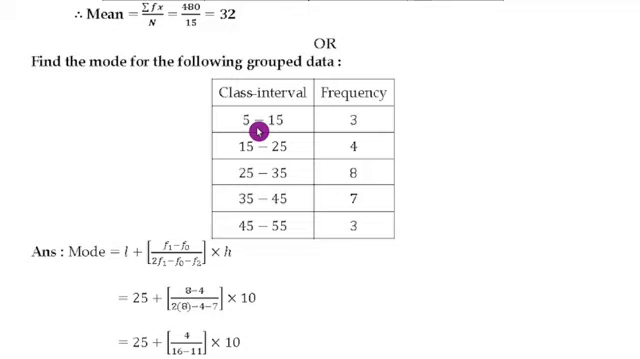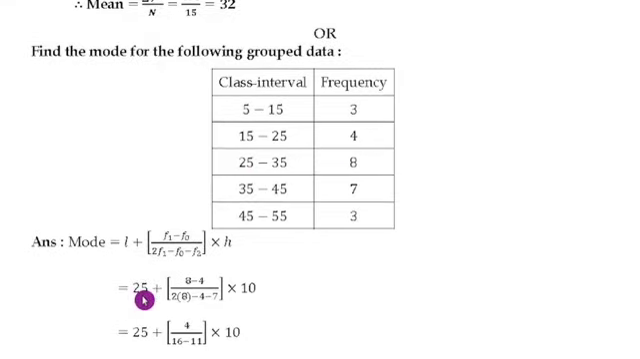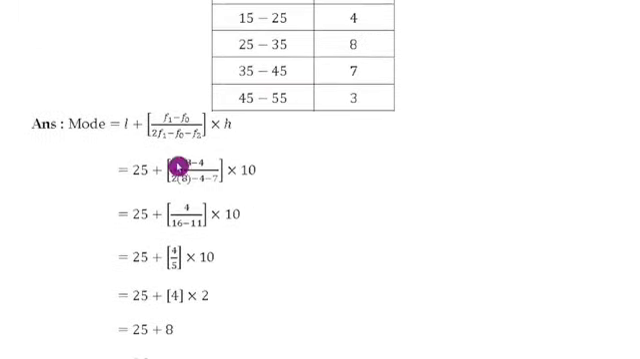So h means the size of the class interval, that will become 10, and l is the lower limit of the modal class. See here 8 is the frequency, in that the lower limit of the class interval is 25. So therefore you know all the values, substitute here. So mode is equal to L plus f1 minus f0 divided by 2f1 minus f0 minus f2, into h. So 25 plus 8 minus 4 divided by 2 into 8 minus 4 minus 7, into 10.